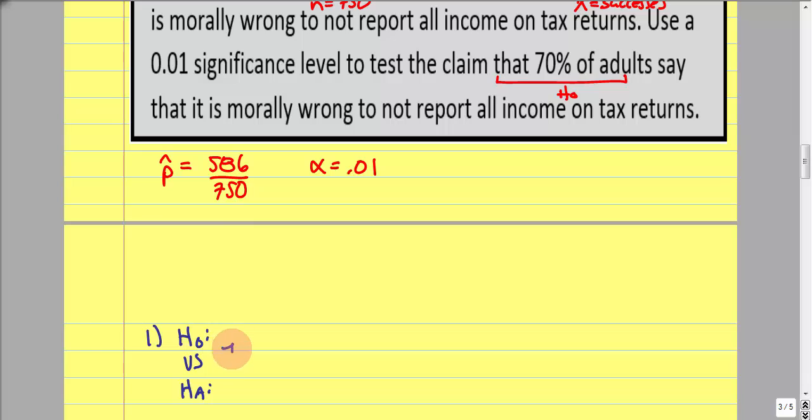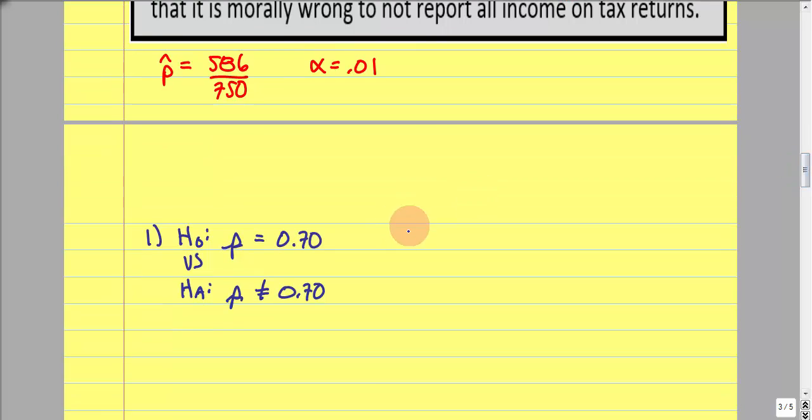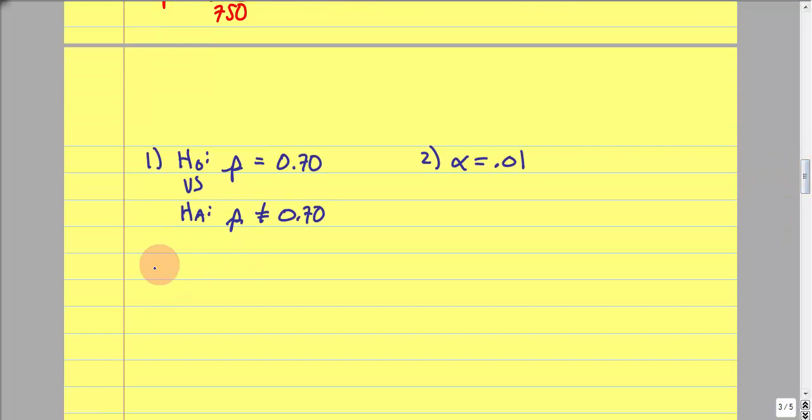We're talking about proportions here, percentages. So I'm trying to test to see if 70% of adults say that it is morally wrong to not report all income on tax returns. This is versus the alternative that it is not 70%. If I'm trying to test the claim of equality, the complement of that would be inequality. My second step would be listing my level of significance. My third step would be to calculate my test statistic.